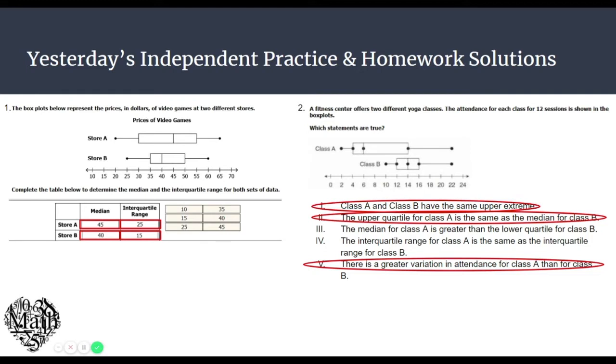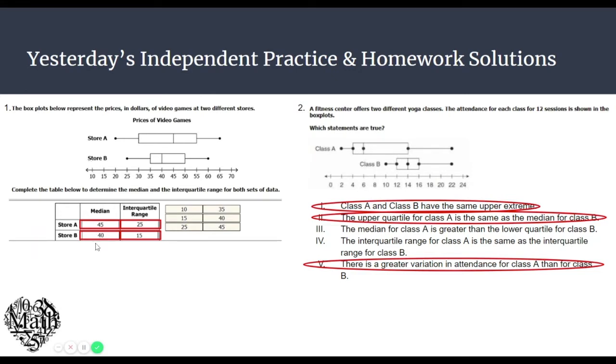So problem number 1, you needed to determine the median and the interquartile range for both store A and store B. So for store A, the median, which is the line in the middle or in the box, is 45. The interquartile range, you're going to subtract quartile 3 minus quartile 1. So quartile 3 is 55 minus quartile 1 is 30. So 55 minus 30 is 25.